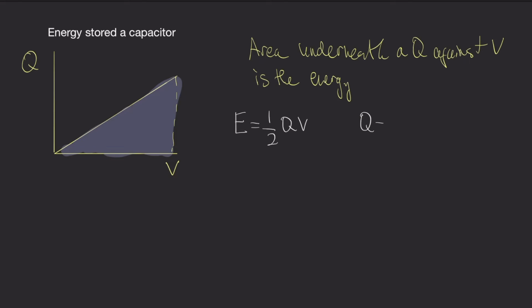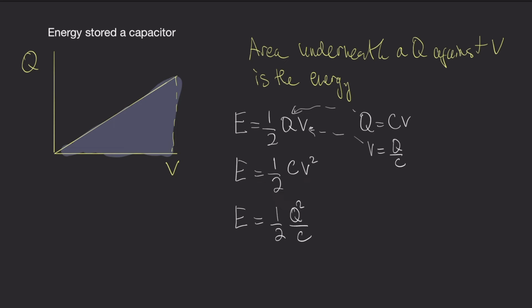Remember, Q is equal to C times V. Plugging this in here, we also get that the energy stored in a capacitor is equal to a half CV times V, which is going to give me a half CV squared. And we can also say that because V is equal to Q over C, we can sub that into here, and then we're going to get a half Q squared over C, which is yet another formula for the energy.